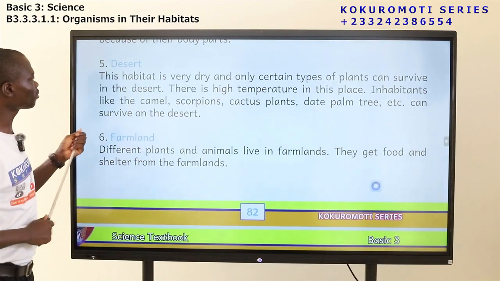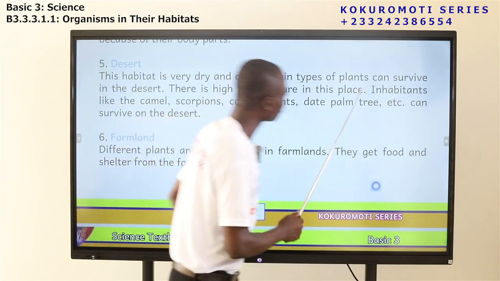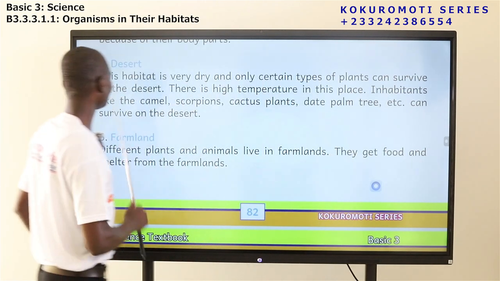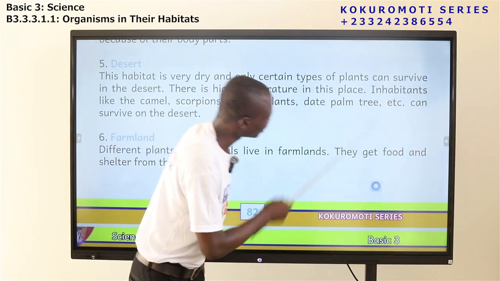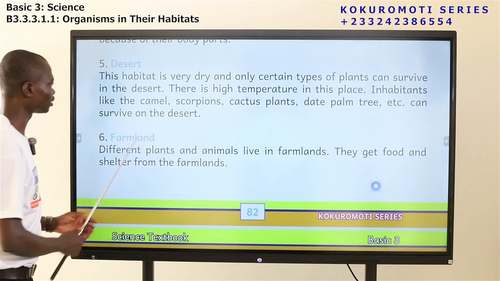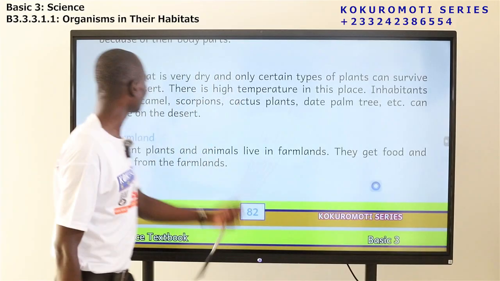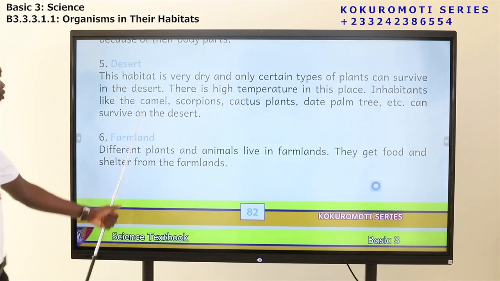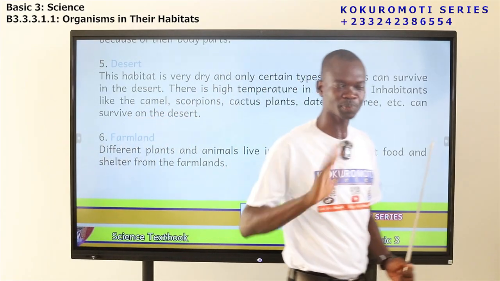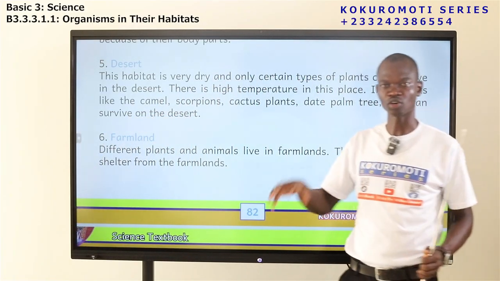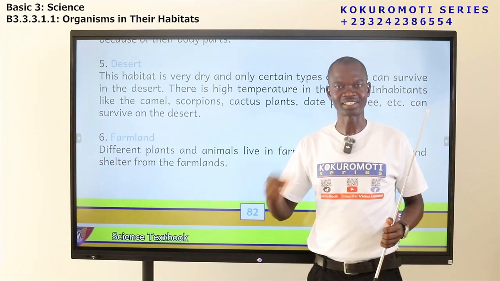Deserts. It is a habitat that is very dry and only certain types of plants can survive in the desert. There is high temperature in this place. Inhabitants like the camel, scorpion, cactus plant, date palm tree, etc. can survive in the desert. So if you go to the desert, there are some special animals that you can find because of the environment and the temperature over there.